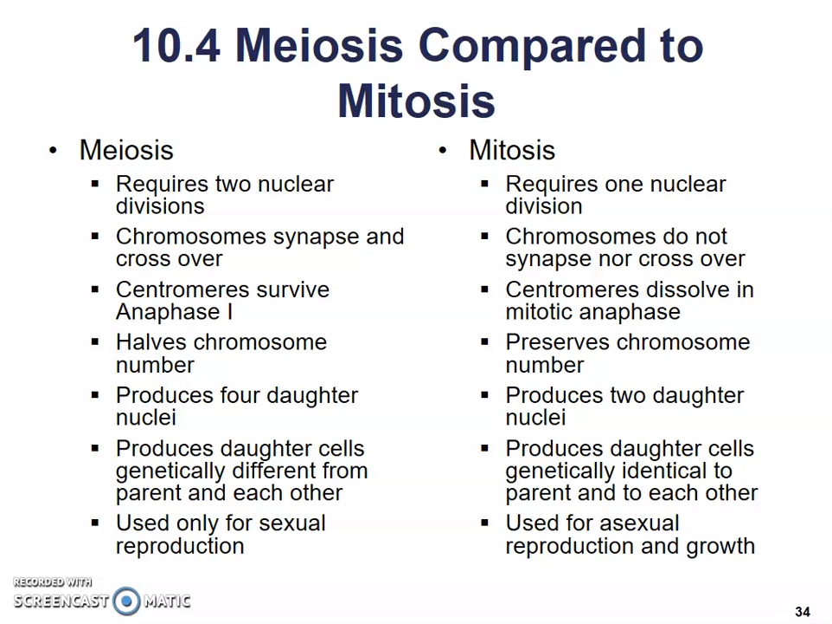Meiosis halves the number of chromosomes, and mitosis preserves it. Meiosis produces 4 daughter cells, while mitosis produces 2. In meiosis, the cells that are produced are genetically different, whereas in mitosis, the cells that are produced are genetically identical to the parent and to each other. Meiosis is used for sexual reproduction, whereas mitosis is used for asexual reproduction and for growth and repair of injuries and stuff like that.